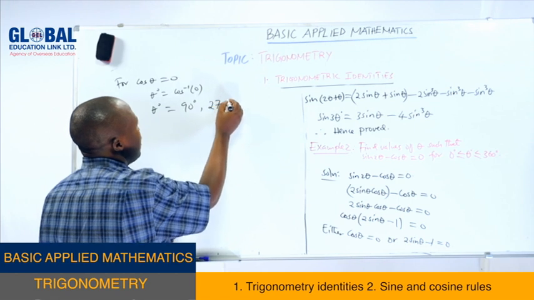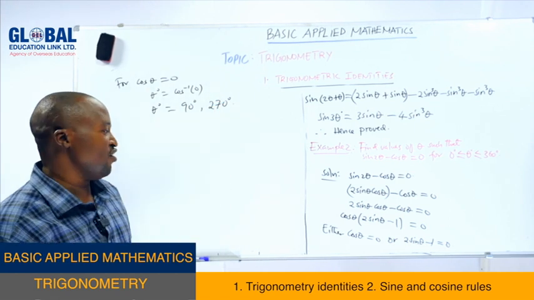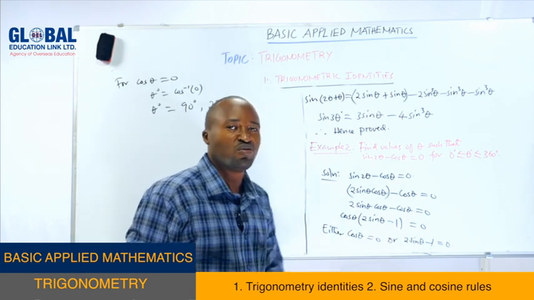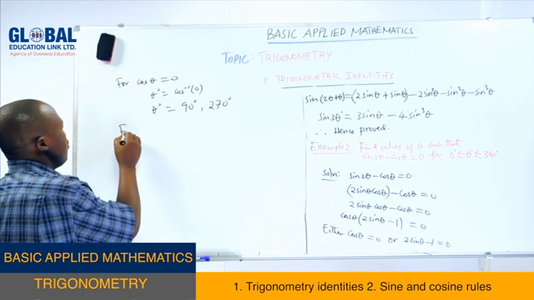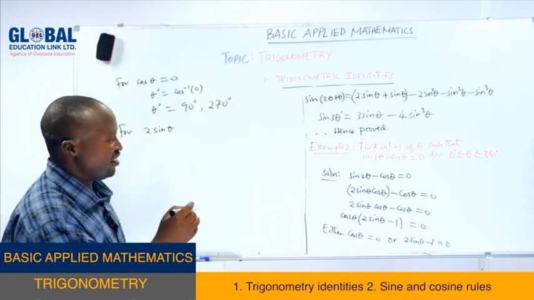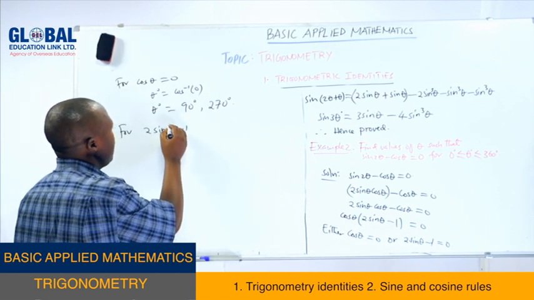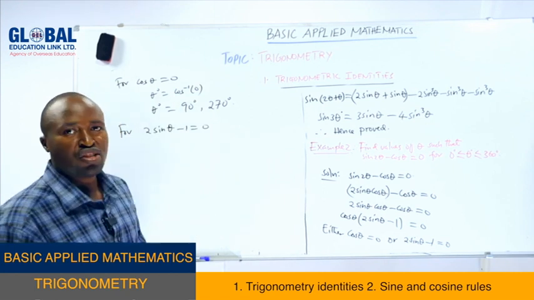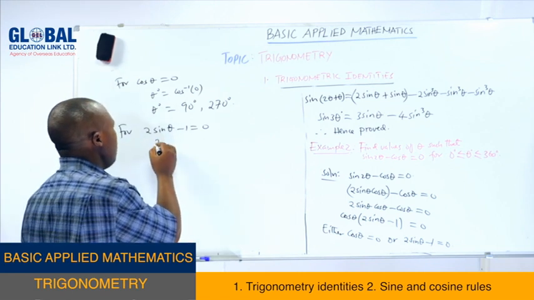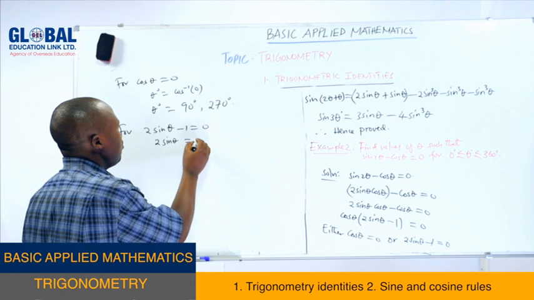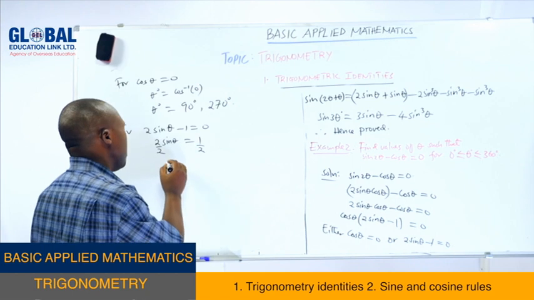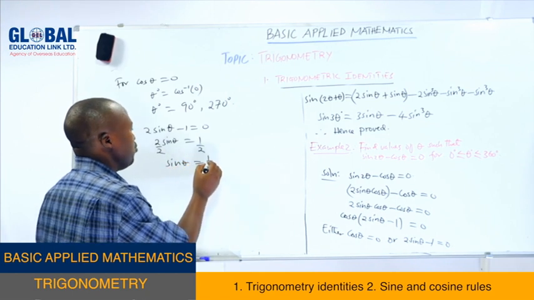That is 270, for cos theta is equal to 0. Now what about 2 sine theta minus 1 is equal to 0? We need to make sine theta the subject. So we are going to have 2 sine theta is equal to 1. Here you can divide by 2, so we have sine theta is equal to a half.